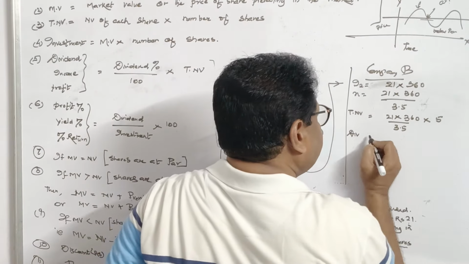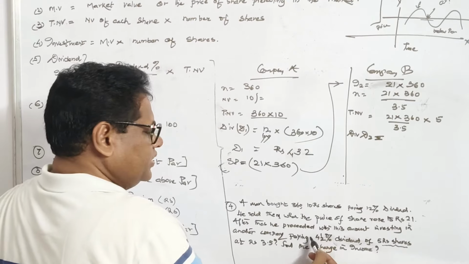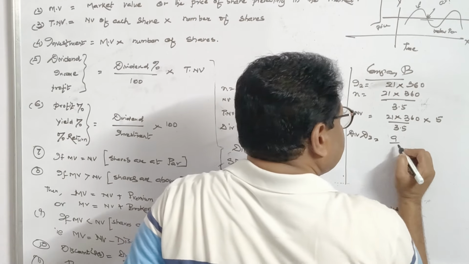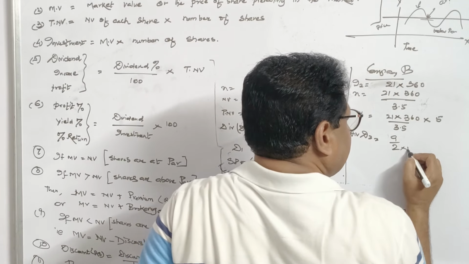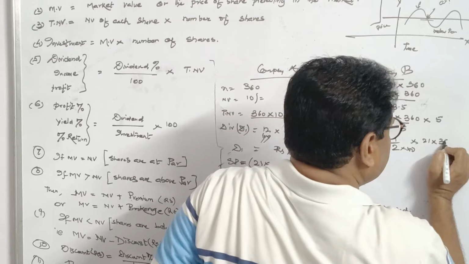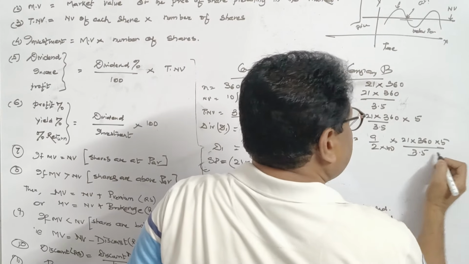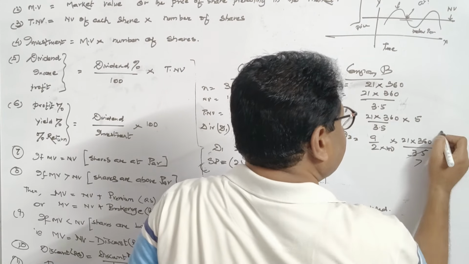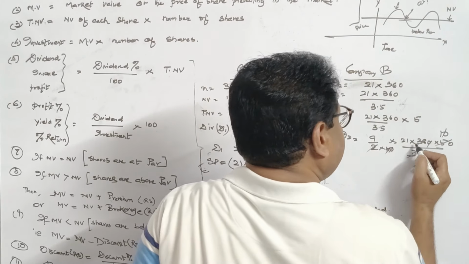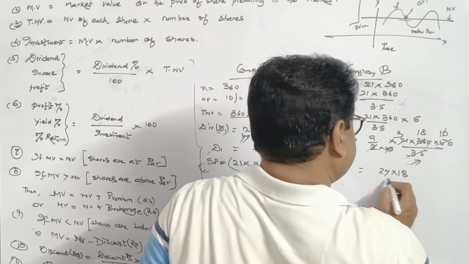After this, you find dividend D2, that is the dividend declared by the second company, 4.5%. The expression for dividend is dividend percent, 4.5 becomes 9 by 2, into 100 in the denominator, into total nominal value, 21 into 360 into 5 by 3.5. Now eliminate the decimal by multiplying by 10, so 5 by 3.5 becomes 50 by 35, that is 10 by 7. These two zeros cancel. Then 2 cuts 18 nine times, and 7 threes. So it is 27 into 18.